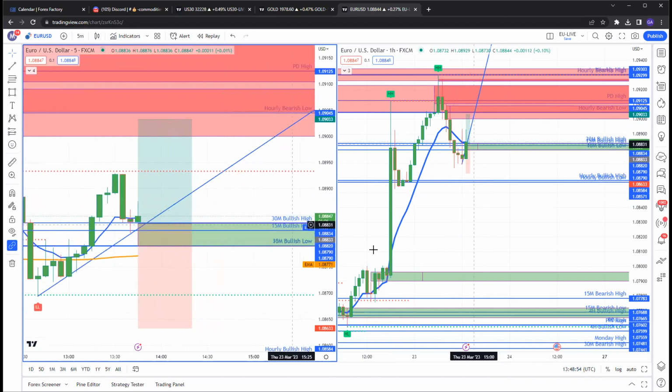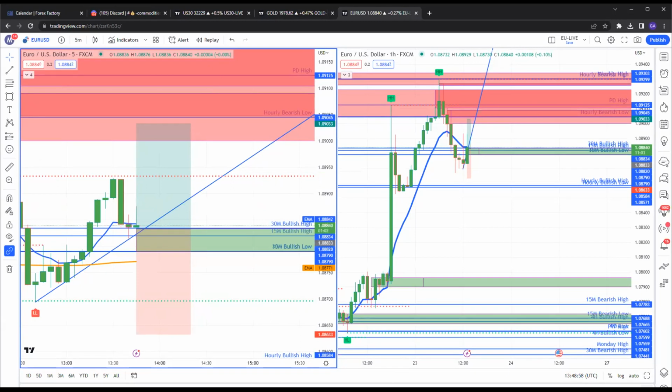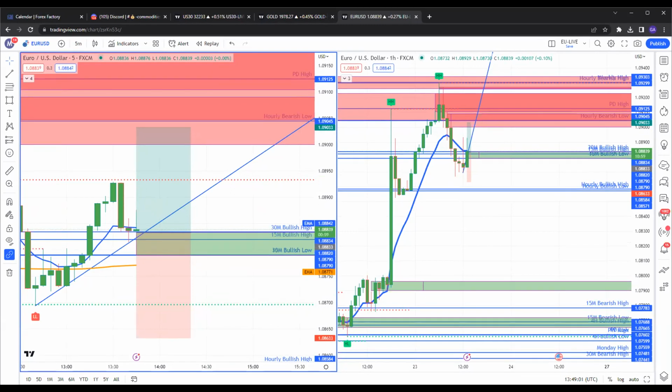US 30. So for this trade, since I'm already up heavily for the day, I don't want to risk too much. Honestly, for this trade, I will just go in with like a 2 lot or something.